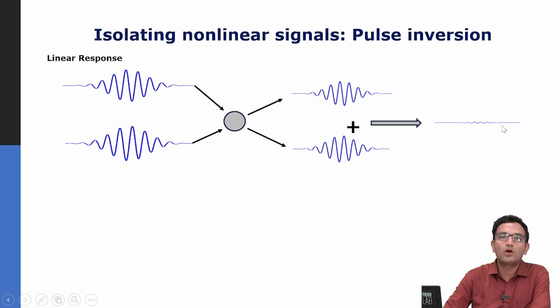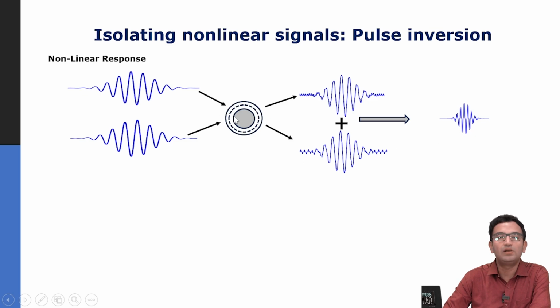Now, in practice, the output will not be exactly zero because the pulses may not be exact replicas of each other. There may be some noise or there may be some motion in between the pulses, but nonetheless, the signal that you get in the end is largely suppressed.